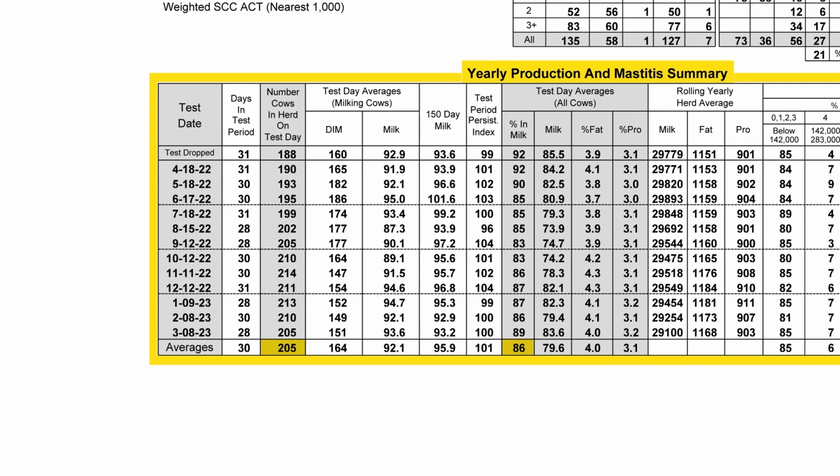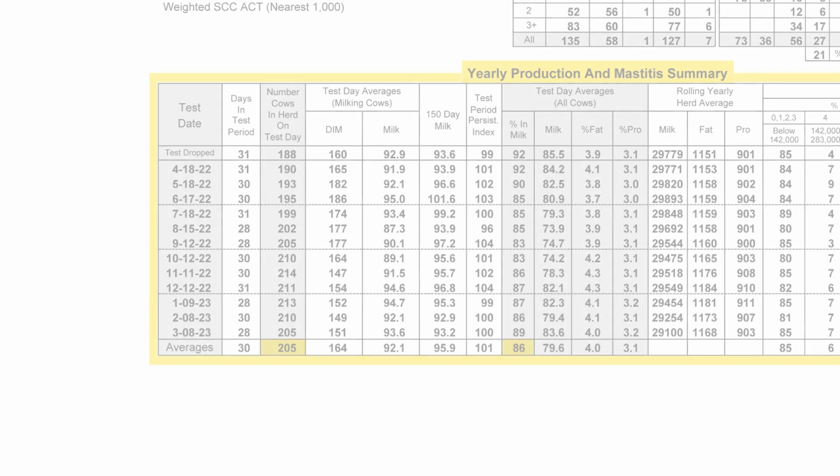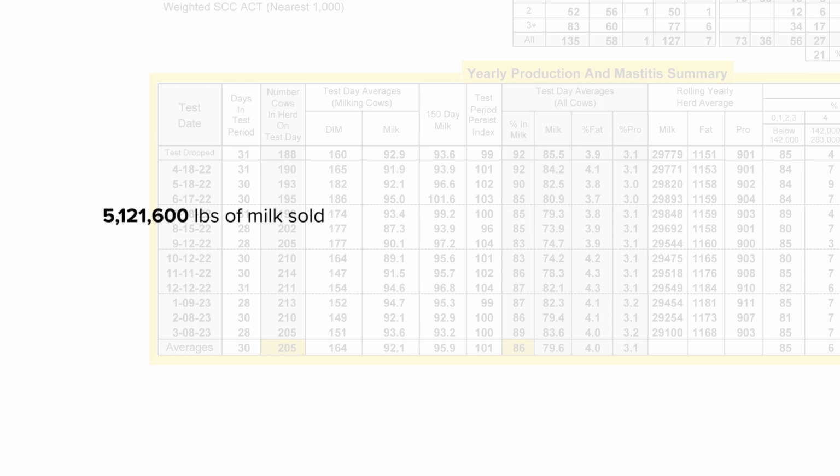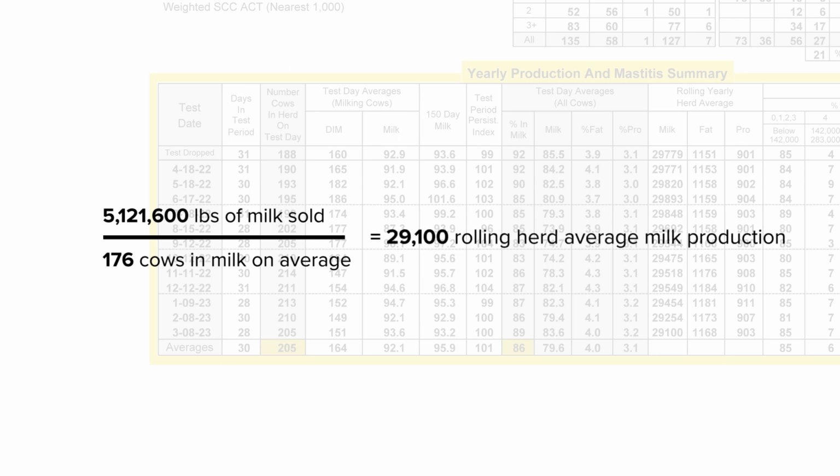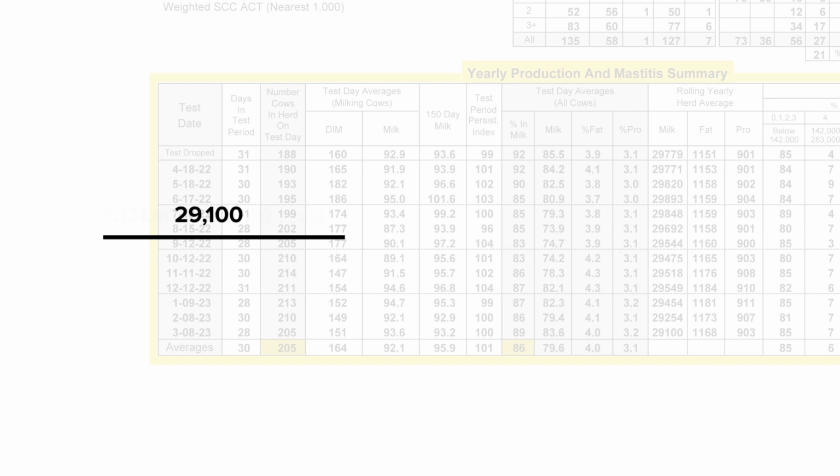To find the average milk production per cow per year for the example farm, you can take the total pounds of milk sold, which is 5,121,600 pounds, and divide by the average number of cows in milk. We determined that the number of cows in milk was 176. This gives us a rolling herd average of 29,100 pounds of milk. You will then need to divide that number by the average number of days a cow is lactating in a year, which is 305 days on this farm. This gives you an average of 95 pounds of milk per cow per day.